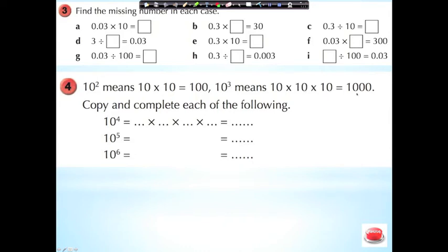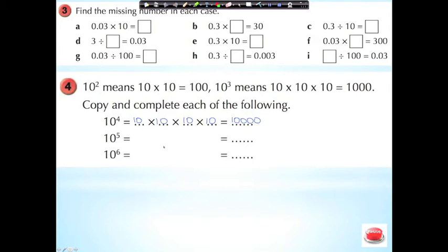You need to copy and complete each of the following. So 10 to the power of 4 will mean 10 times 10 times 10 times 10. 1, 2, 3, 4. My answer is going to have 4 zeros at the end. So 10 times 10 is 100, 100 times 10 is 1000, 1000 times 10 is 10,000. So there's my 10,000.